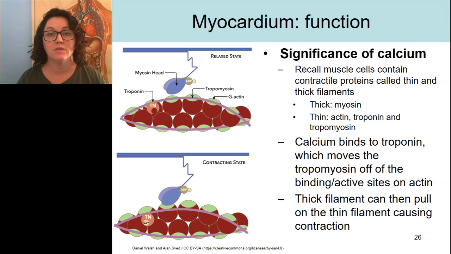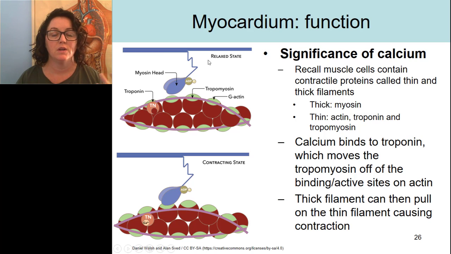So we got the calcium in the cytoplasm. Now what? What was the whole point of that? So this slide is describing what we're doing with the calcium. The calcium is needed to bind to troponin to move the tropomyosin off the binding sites on actin, and this will allow the myosin to grab onto actin and pull. And that's what we can see in the pictures here.